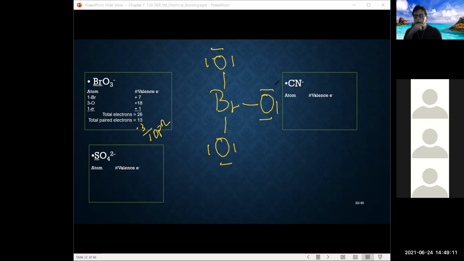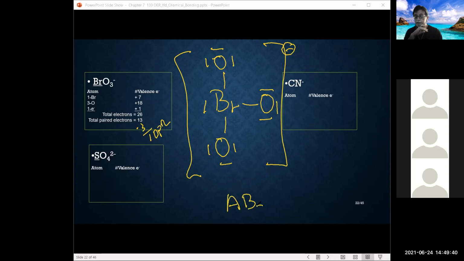And now I can't put any more in the oxygen. So the only place I can put that is in the central bromine, because now everybody has 8 electrons around it. Okay. Now, then I can put my bracket, okay, with my negative charge on the outside, top right corner. And a general formula, if I need it, will be AB3E, okay? Because I got three oxygens bonded around my central atom, which is bromine. And then I got one lone pair in the central atom, okay?